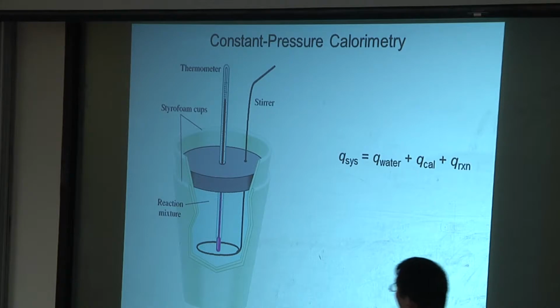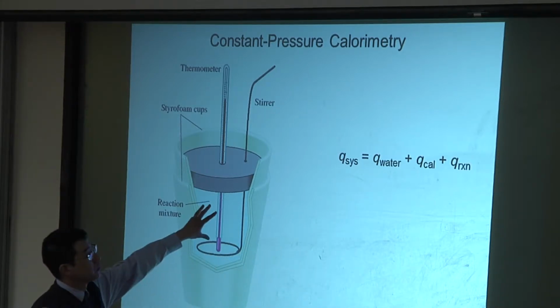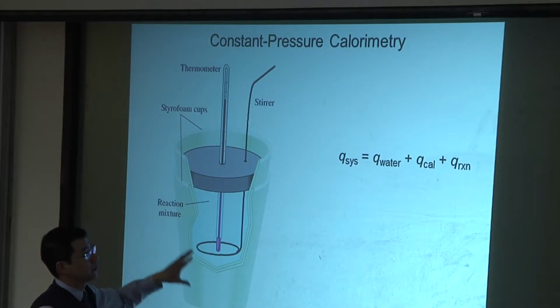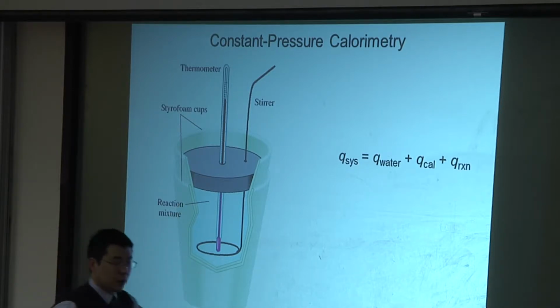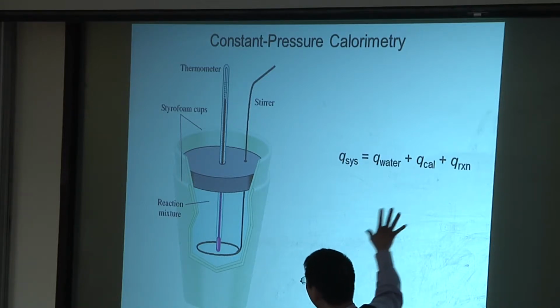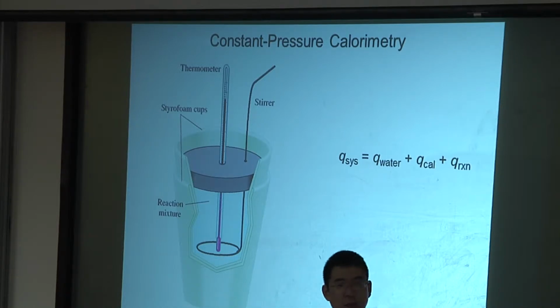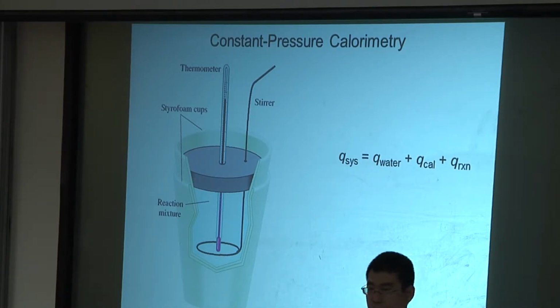And so the Q of the system equals the Q of the water plus the Q of the calorimeter plus the Q of the reaction. Now, sometimes for simplicity's sake, we'll say the calorimeter itself doesn't really matter. In other words, the cup doesn't change temperature very substantially.